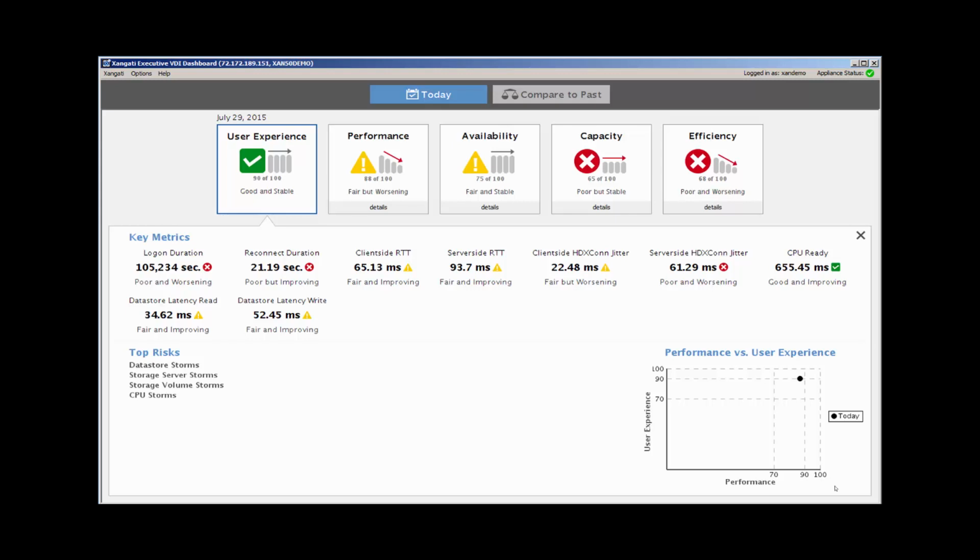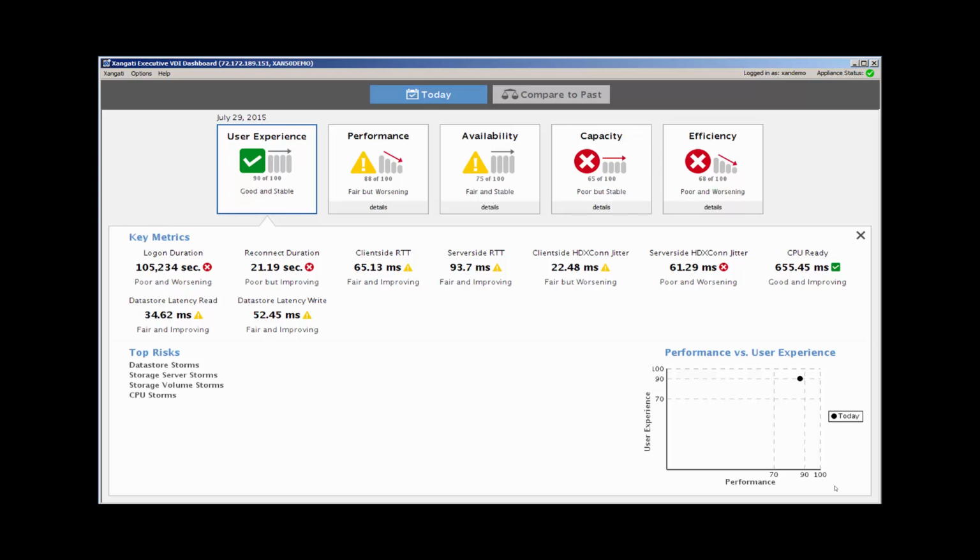CPU ready time is within the normal bounds of what would be considered healthy. However, the data stores for read and write are getting a little bit of a warning signal. They're fair. They're kind of hobbling along in our demo lab where this dashboard was taken from.